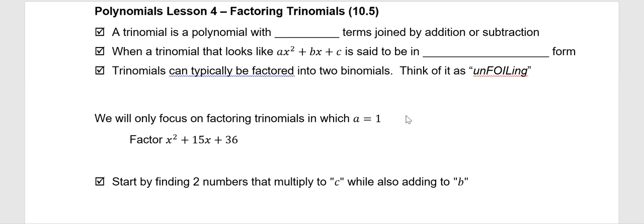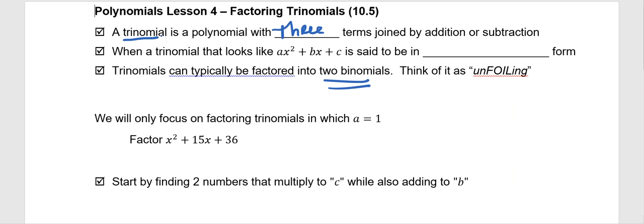Today's lesson will continue with factoring, but we're going to move on from factoring polynomials by just pulling out a monomial to now factoring specifically trinomials. Trinomials, we should know, are polynomials that have three terms. So we're going to specifically factor trinomials that have three terms into essentially what will be two binomials.